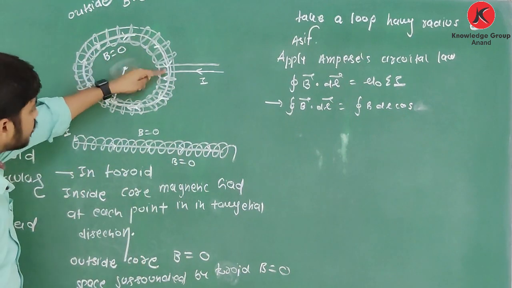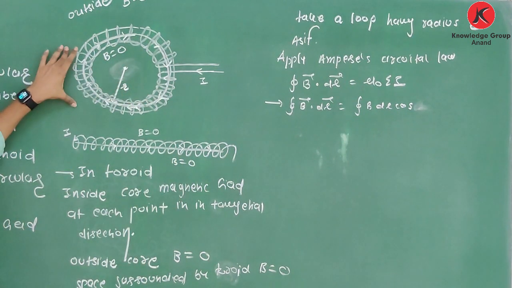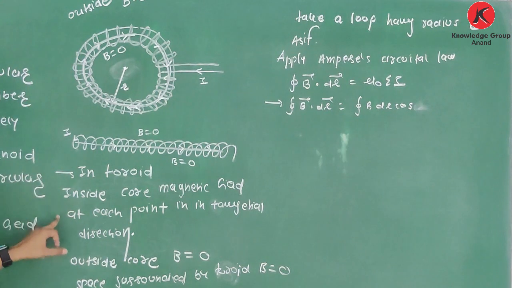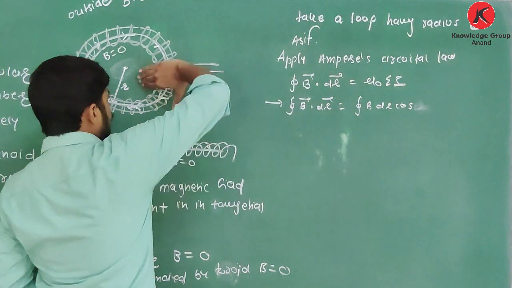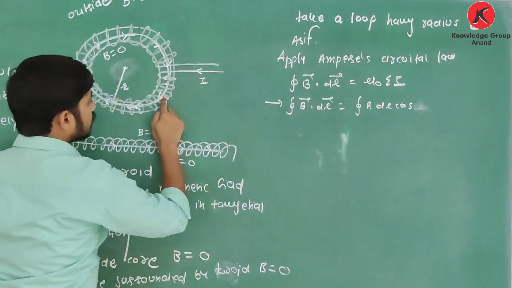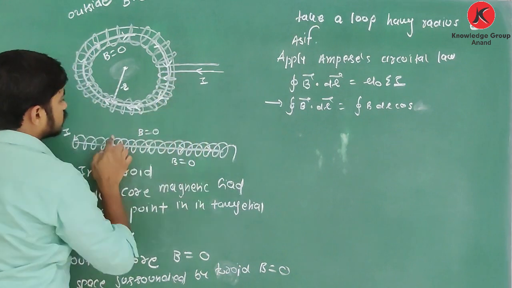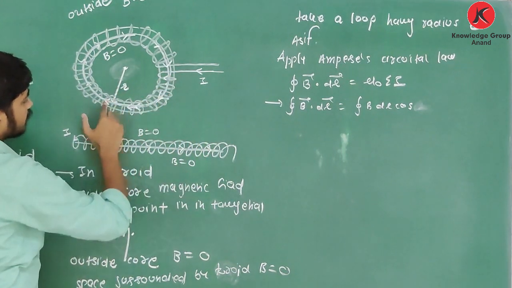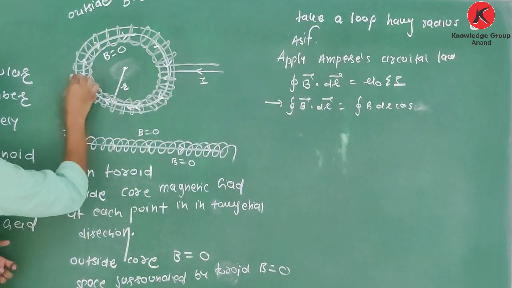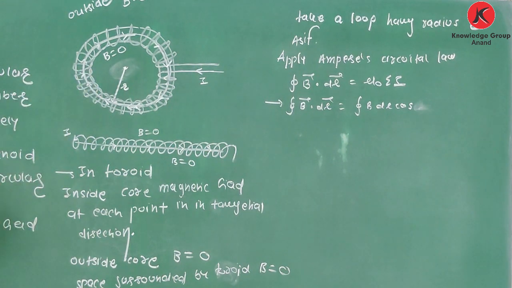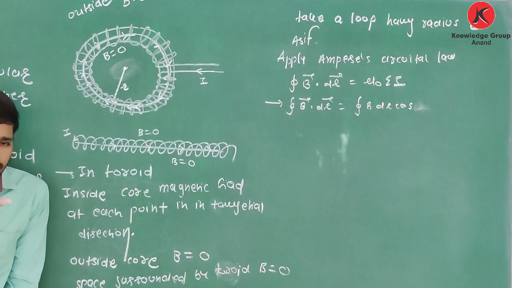It will be like this. In the case of a toroid, the magnetic field at each point is in the tangential direction. If you consider individual loops, for this loop the magnetic field is in this direction, for this loop in this direction, and for this loop current is going in this direction, so the magnetic field is in this direction. So yes, you can also verify the direction like this.